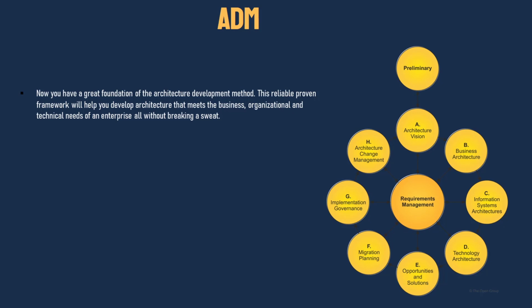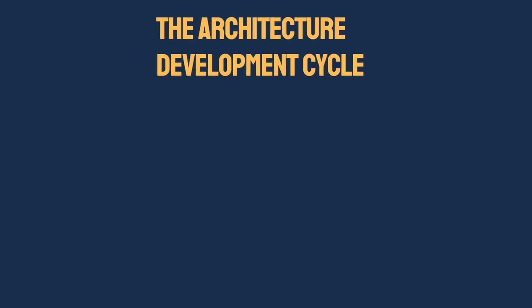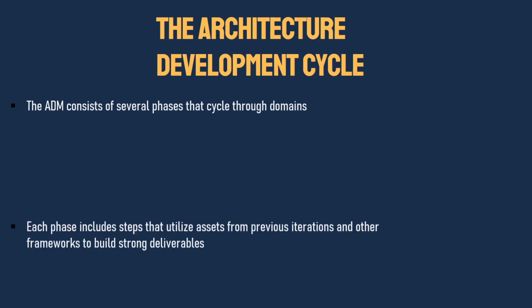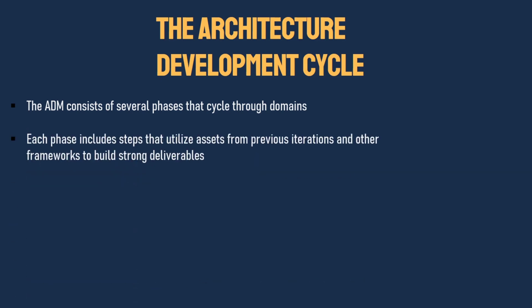Now you have a great foundation of the architecture development method. This reliable, proven framework will help you develop architecture that meets the business, organizational, and technical needs of an enterprise, all without a break in thought. The ADM consists of several phases that cycle through domains. Each phase includes steps that utilize assets from the previous iteration and other frameworks to build strong deliverables.